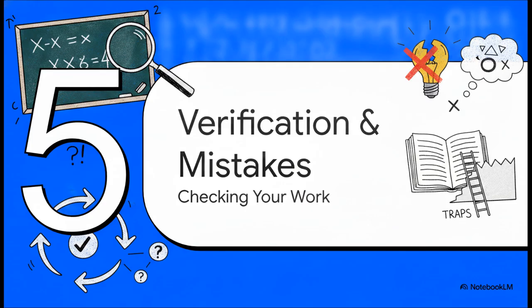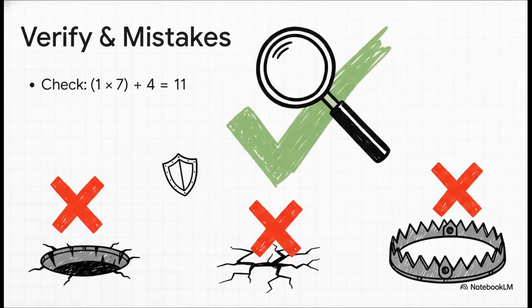Section 5, verification and mistakes. Now an amateur student finds the answer and just moves on to the next question, right? But master mathematicians, we always verify our work. So let's substitute 7 right back into 14 base 7. Does 14 base 7 actually equal 11 in base 10? Let's see. 1 times 7 is 7, plus 4 times 1 is 4. 7 plus 4 is, indeed, 11. Flawless.